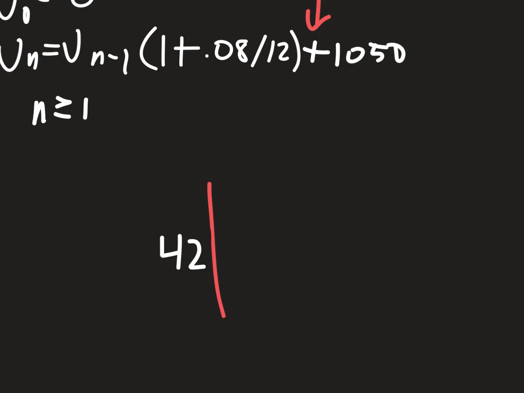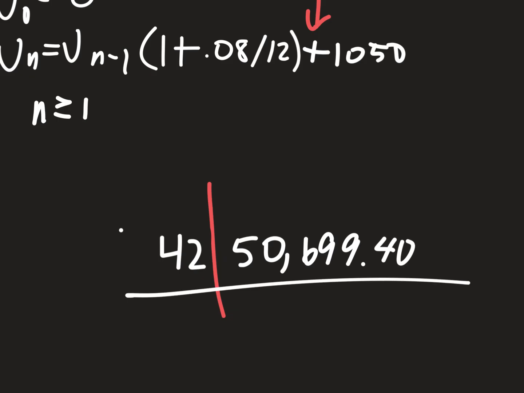How much was that amount? It must be just over 50,000, right? How much was it? $50,699 and 40 cents. That's what I see you were trying to tell me there. Okay, cool. That's exactly what your table should read.